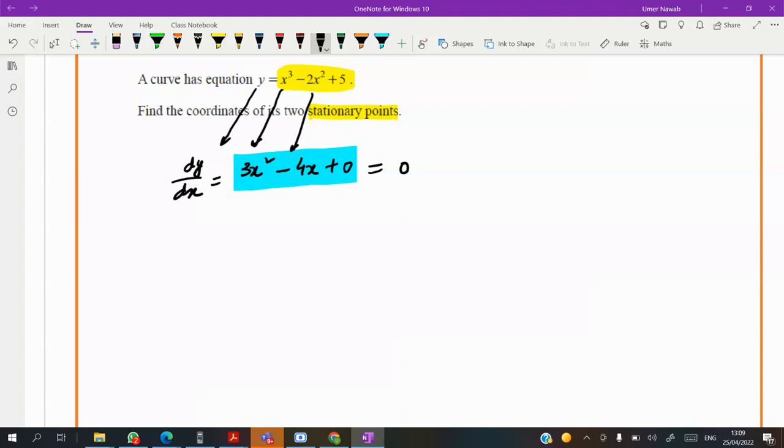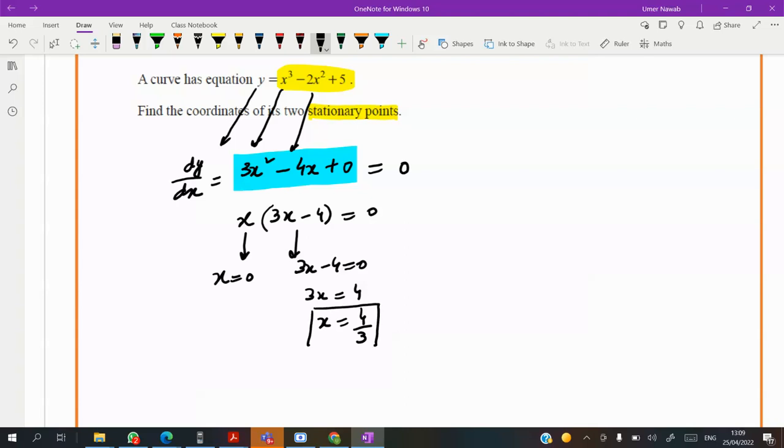Is there anything common, boys? There is x common. So x times (3x minus 4) is equal to 0. So either x is 0 or 3x minus 4 equals 0. So 3x is equal to 4. x is equal to 4 over 3. We found the x coordinates.